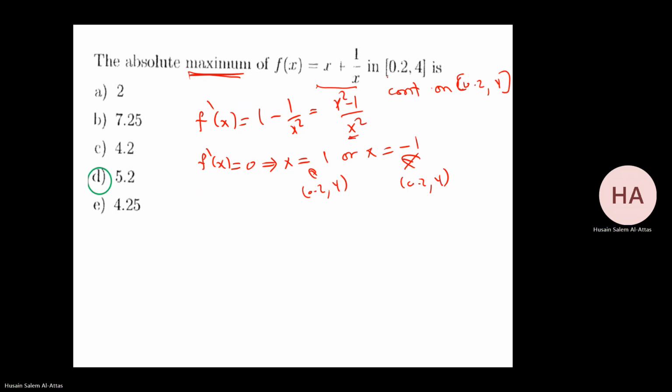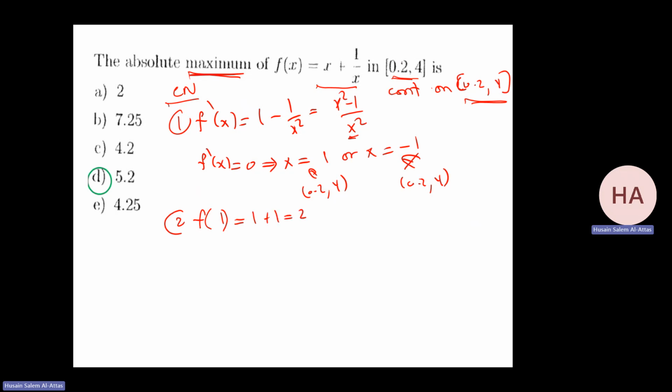0 is not in the interval, so I will ignore it. This is a critical number, my first step. 2 is the other critical number. Okay, so 2 will do what? F at 1. That will be 1 plus 1, which is 2.